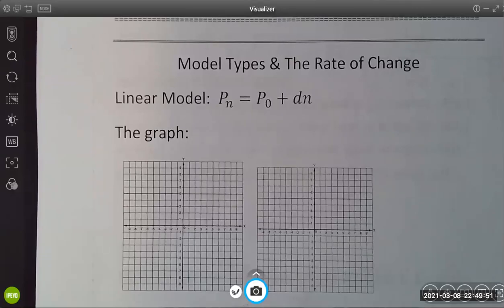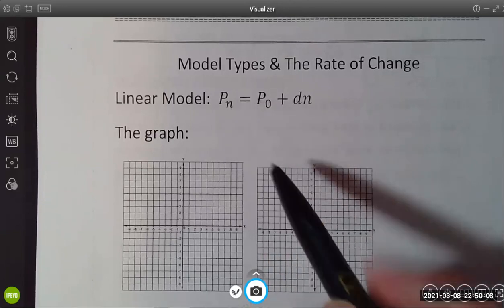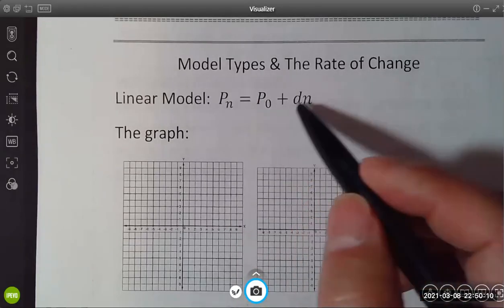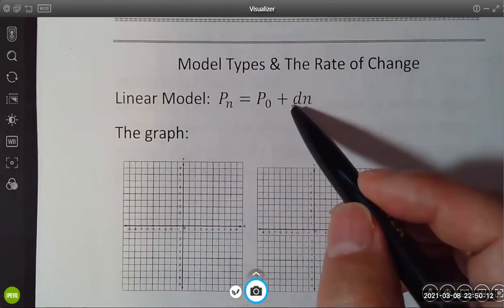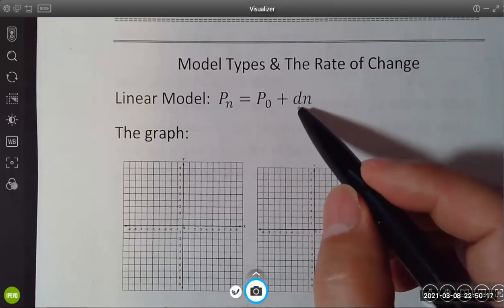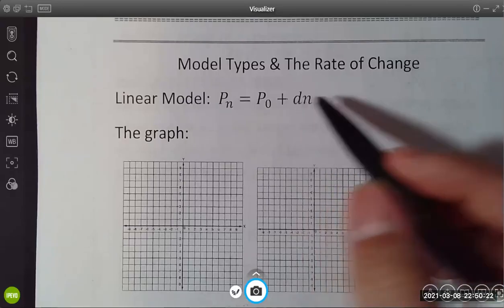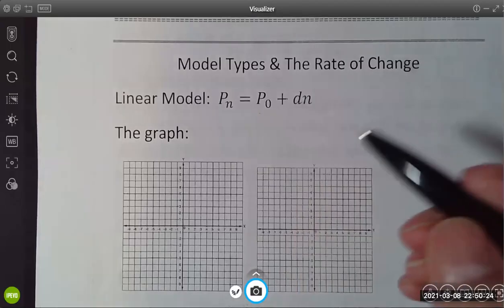We are going to use this video to demonstrate some homework problems. First of all, the graphs of different models. We have this linear model, this is the general format. Pn is the output, n is the input, d is called the growth rate. If it is positive, it means growth. If it is negative, it means decline or decay. And P0 is called initial value.